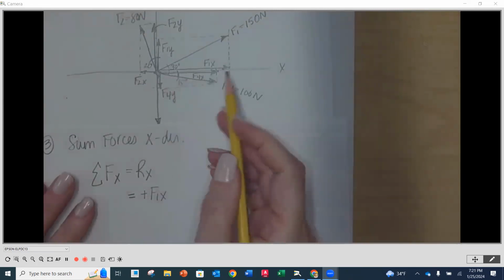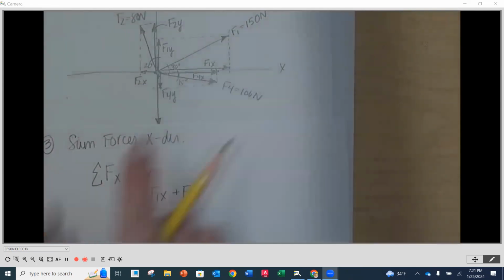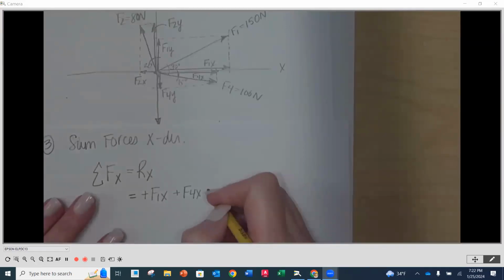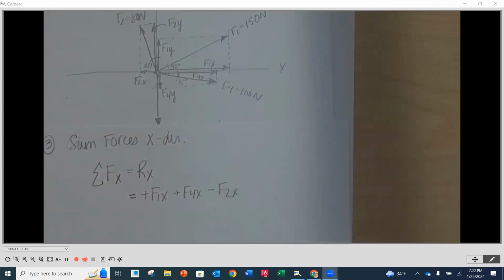And then I'm going to say positive F4X, because that's the other one going to the right. And then now I've got F2X going to the left. What am I going to put? A negative, right? Minus, exactly. Minus F2X. Now notice we didn't put anything about F3 on this line. Why? It's not along the x-axis, right? There's no X component. We're going to include it in the Y though. That's where its entire magnitude is.